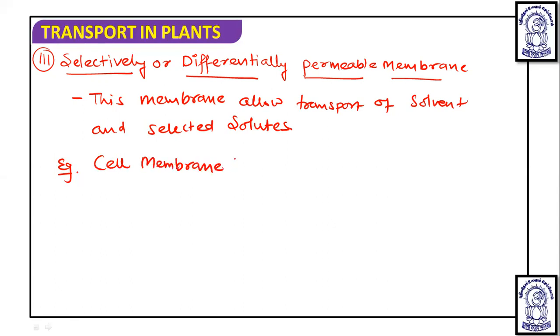And if we talk about the examples of selectively or differentially permeable membrane, the examples are the cell membrane or plasma membrane, then tonoplast, then organelle membrane. These all are selectively or differentially permeable membranes.